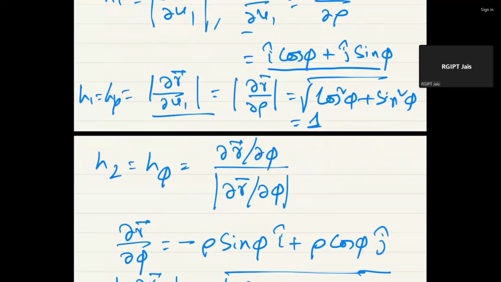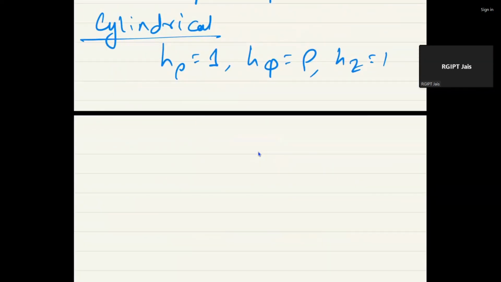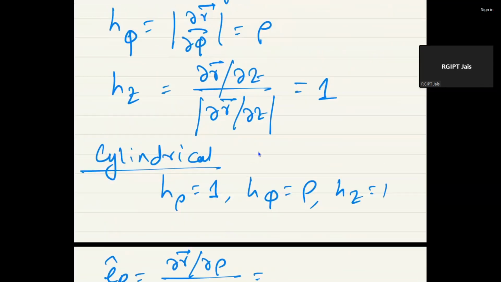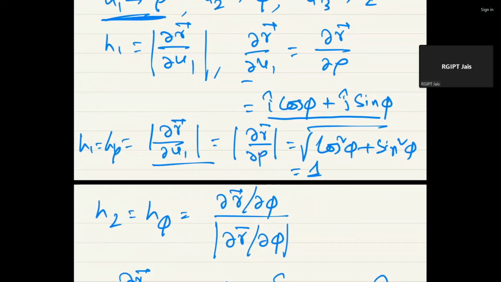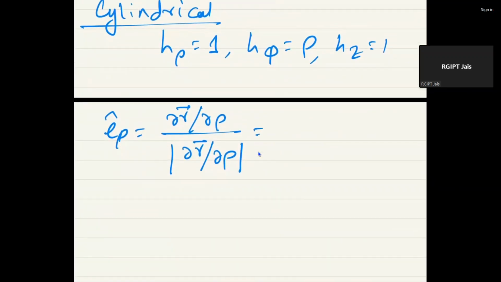Okay, so where we stopped, we defined the scale factors. Now the unit vectors. E rho cap will be del R by del rho divided by mod of del R by del rho, right? So del R by del rho, we have already done the derivative here. That is i cap cos phi plus j cap sin phi, and the scale factor is 1. So the unit vector is just i cap cos phi plus j cap sin phi.